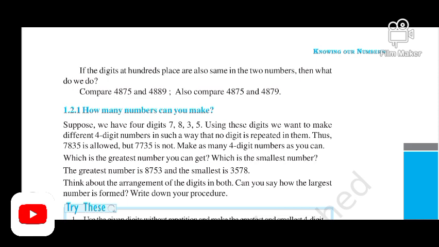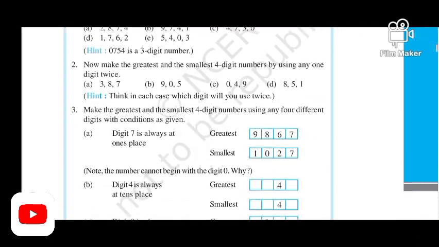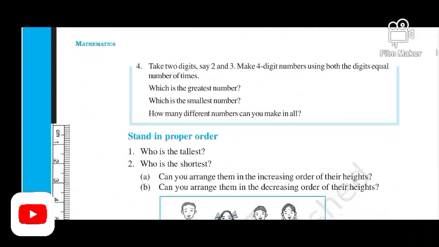In the next video we will learn how many numbers we can make, how many digits we can make, and we will solve the first exercise.